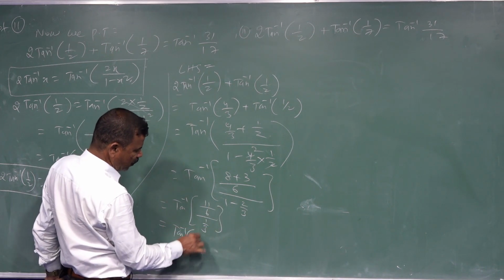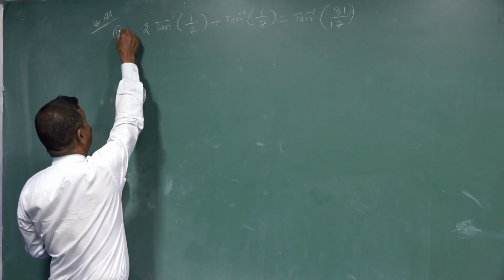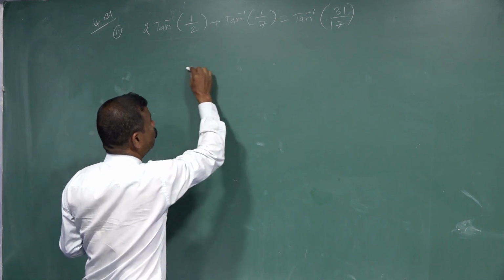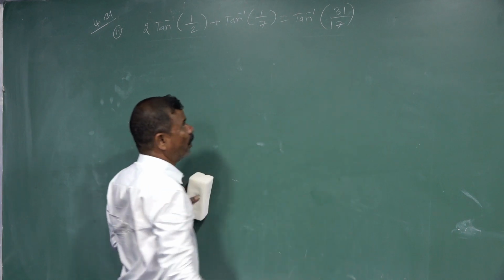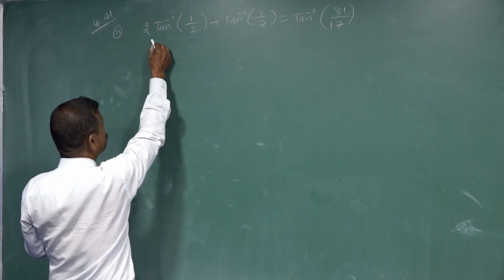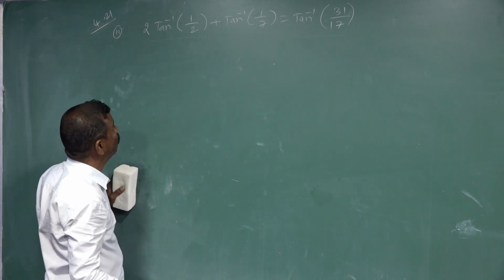Tan inverse of 33 by 6. Now example 4.21: 2 tan inverse 1 by 2 plus tan inverse 1 by 7 is equal to tan inverse 31 by 17. First of all, convert this 2 tan inverse 1 by 2 to a single tan inverse.